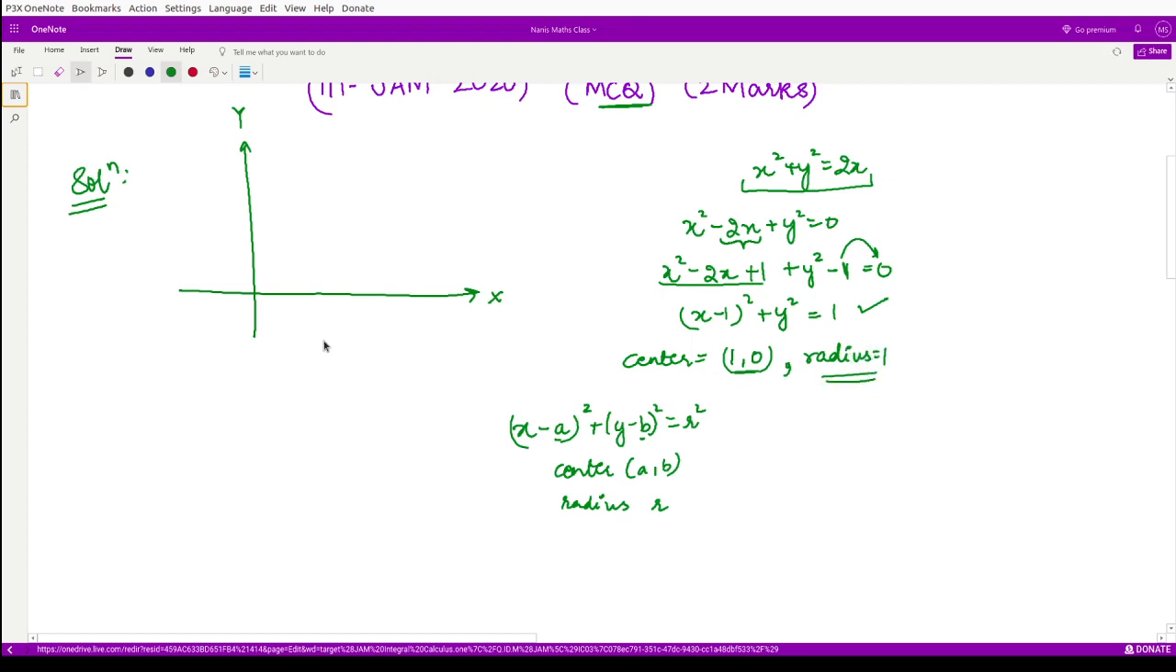So our circle would be centered on this x-axis. This point is 1, so this is our 1, 0, right? And having radius as 1, so this would be the point 2. So suppose this is 1, so your circle will pass through these points here. Suppose this is minus 1, so this would be our circle, right?